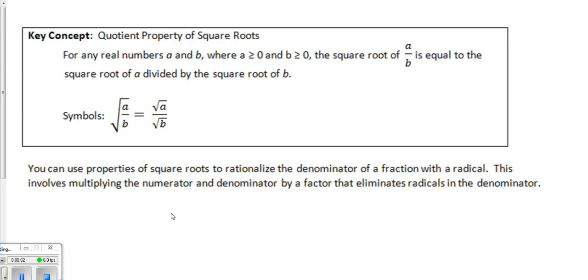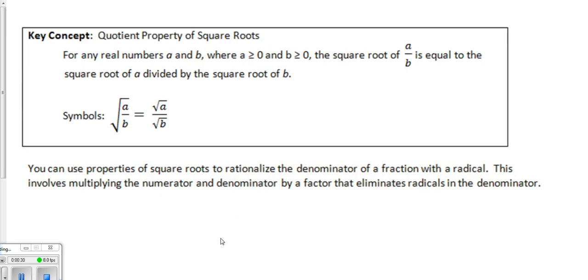All right, continuing on with 10.1, we're now looking at the quotient property of square roots. For any real numbers a and b, where a is at least 0 and b is also at least 0, the square root of a over b is equal to the square root of a divided by the square root of b. So it looks something like this. The square root of a over b is the same as just applying that square root to the top and the bottom: square root of a over square root of b.